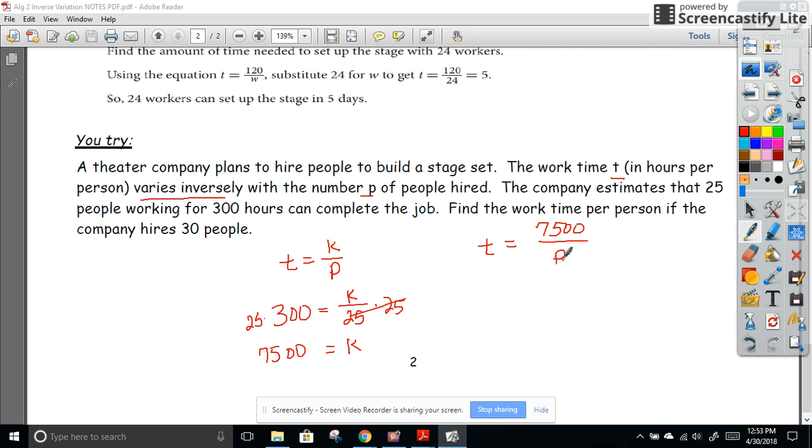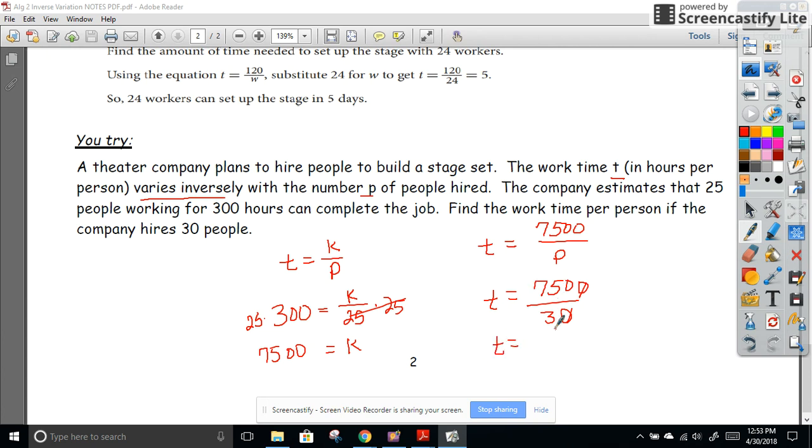That's our equation. Now this equation will be able to find P if we know T, or find T if we know P. It says find the work time, so we're going to be finding T, if the company hires 30 people. So 7,500 divided by 30, that'll go into that.